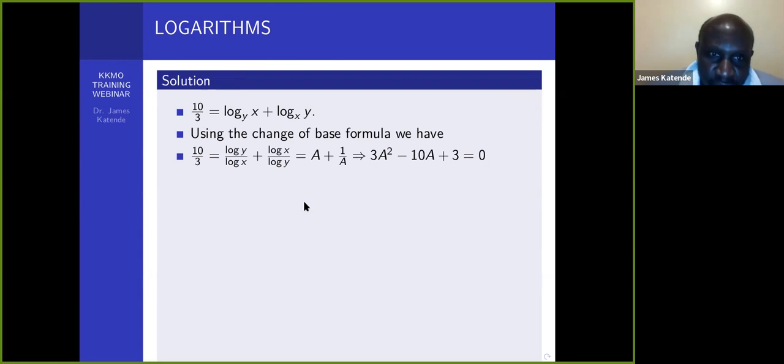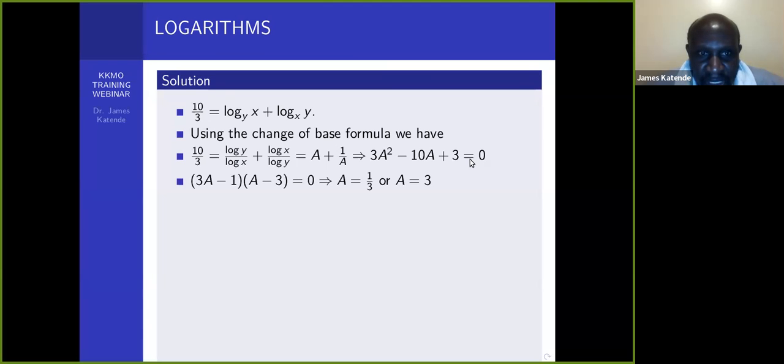Now, it doesn't matter which base you use here, as long as it's the same throughout. So we can assume this is just the common logarithm, the base 10, but it doesn't matter what you use here. So one is a reciprocal of the other, because this is log y over log x, and this is just log x over log y. If you take this one to be a, then we have a plus 1 over a equal to 10 over 3. If you multiply throughout by a, and by 3 as well, and simplify, you end up with this quadratic equation.